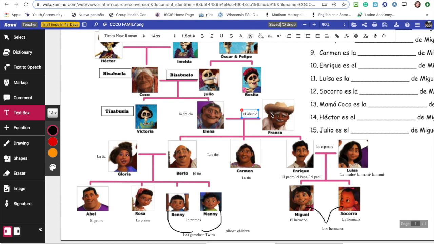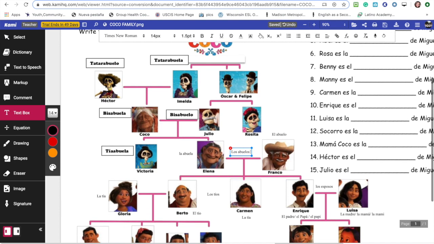So they are both esposos, right? They are husband and wife, but they are the grandparents. So how do you say that? So we put that, and what is the red there? That will be los abuelos de Miguel. Okay, muy bien. And I think we can go a little bit up.